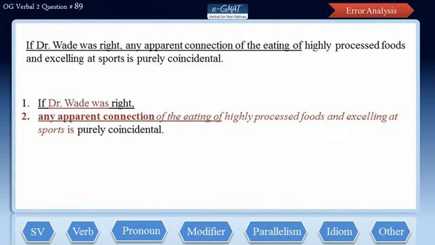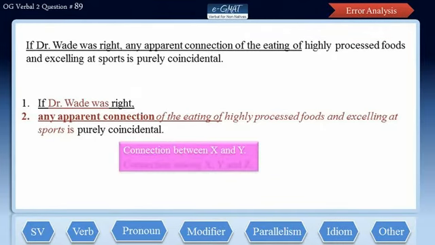Now, the correct expression is connection between X and Y or connection among X, Y and Z. Connection of A and B is incorrect. Hence, use of after connection leads to idiom error in this sentence. Also, this phrase, the eating of, is not idiomatic.